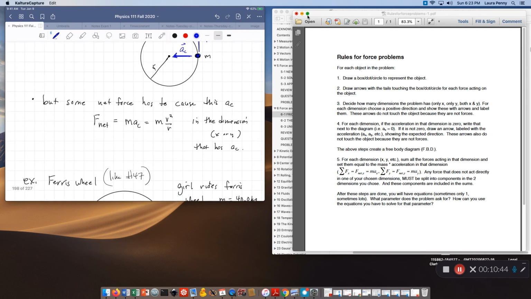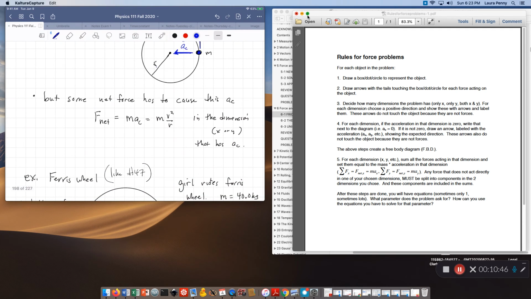But some force has got to be causing this. In fact, it's the net force in that dimension. Some net force has got to be causing this acceleration. And so what we would say is that Newton's second law becomes the net force is m a_c, because that's the acceleration this object actually has.